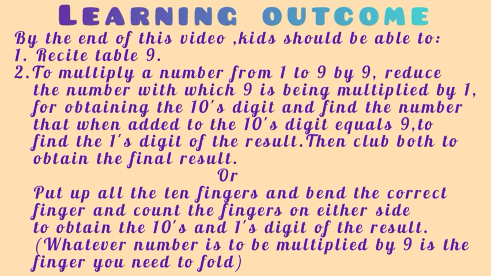By the end of this video, kids should be able to recite table 9 and they should be able to multiply a number from 1 to 9 by using the following tricks. First, they need to reduce the number with which 9 is being multiplied by 1 for obtaining the tens digit, and find the number that when added to the tens digit equals 9 to find the ones digit of the result, and then club both to obtain the final result. Or they can put up all the 10 fingers and bend the correct finger and count the fingers on either side to obtain the tens and ones digit of the result. Whatever number is to be multiplied by 9 is the finger the child needs to fold.